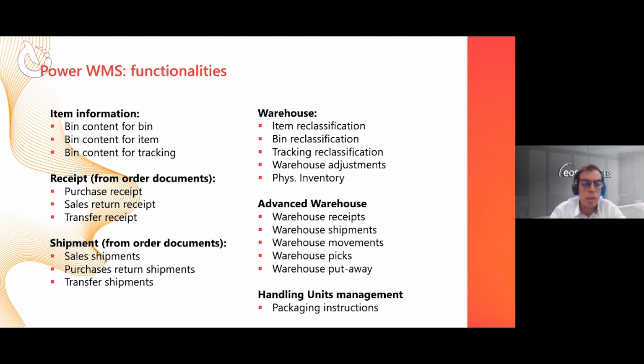The orders can be handled with the warehouse. For example, for the receipt of the goods, we can receive them using the WMS or from the purchase receipt, like the purchase order, or the warehouse receipt. The same is true for the sales return receipt and the shipment order. So you can ship the goods from the shipment order, from the sales order, or from the warehouse shipment.